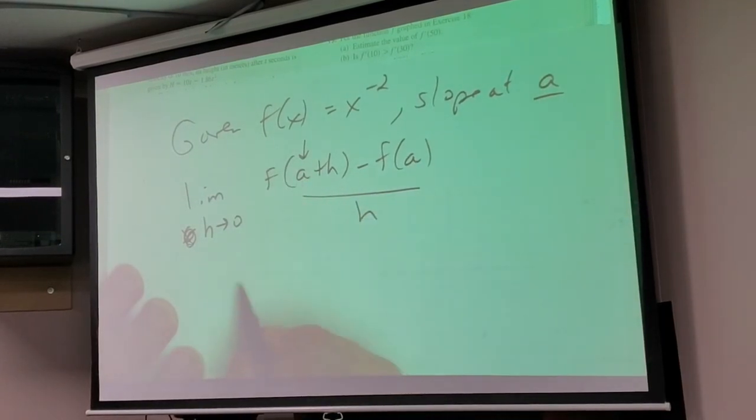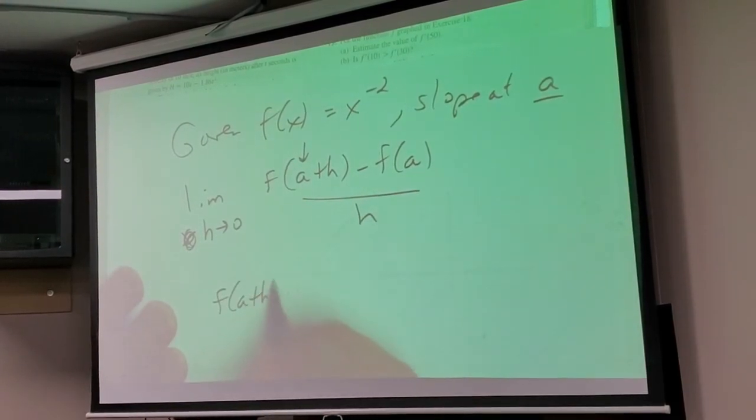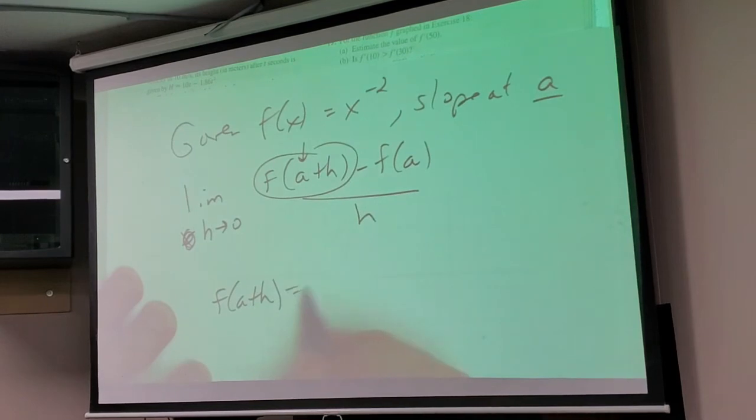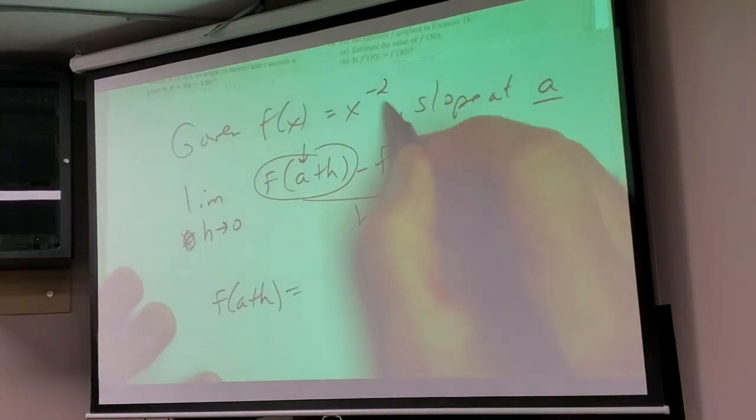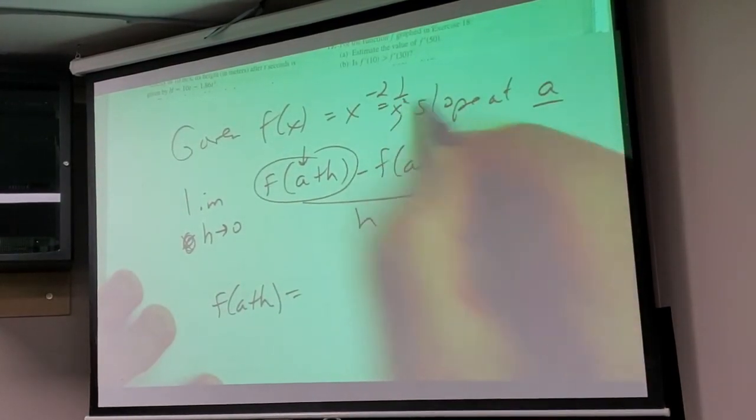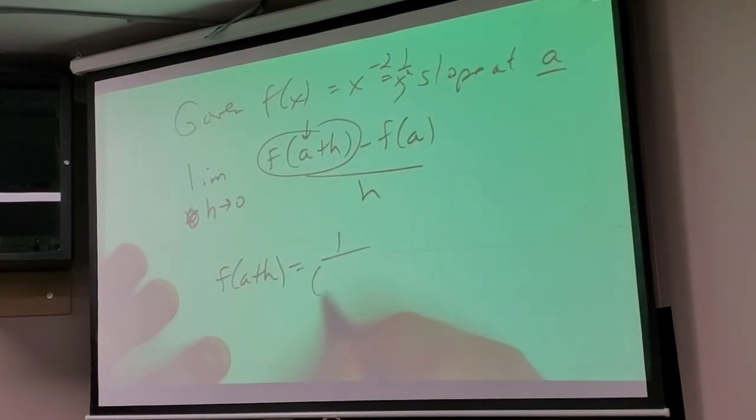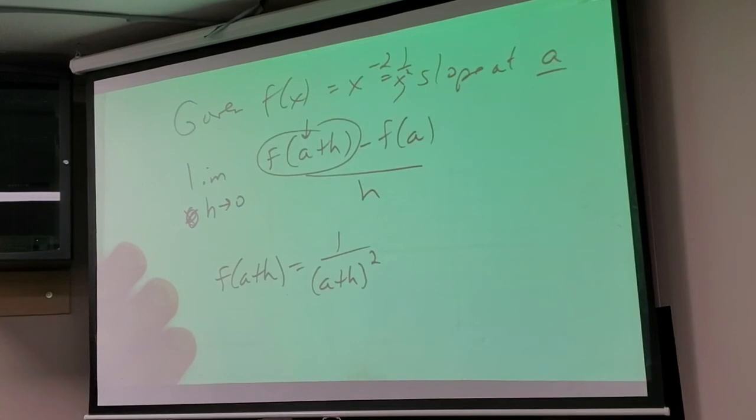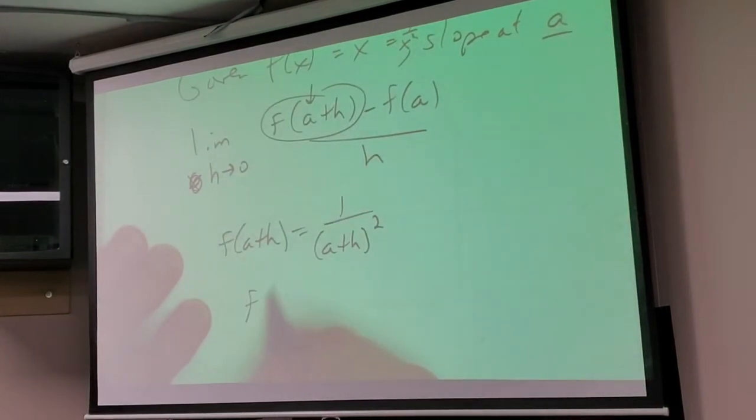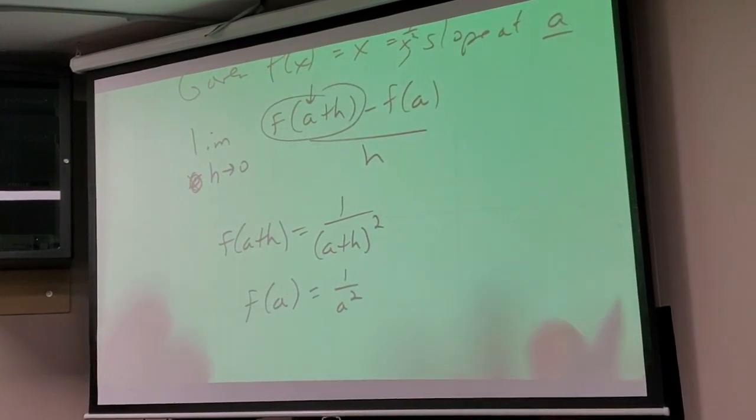What is f of a plus h? Let's build each part I need. Isn't this just 1 over x squared? So what is f of a plus h? 1 over a plus h squared. And what is f of a? 1 over a squared. All right. I'm not going to multiply them out yet. I'm going to see if we need to.